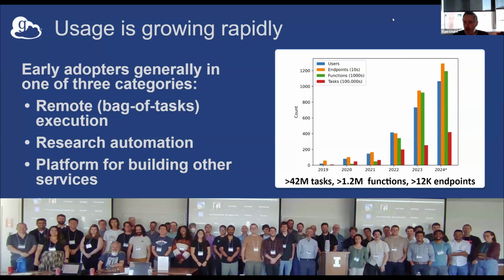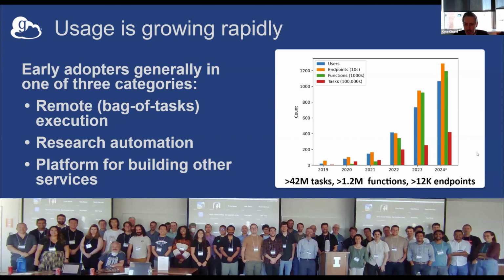Usage is growing rapidly. This is a plot showing when we first started the NSF project around 2019. You see here we had a handful of users. That was probably Yadu, me, and Reed. Through to now, where we have more than 1,000 people actually running functions with Globus Compute. We have a large number of endpoints now available, I think about 12,000, a little more. And we've run on the order of about 42 million tasks as of when I pulled this data a couple of weeks ago. We've still got 3 months left in the year, so hopefully we'll be a little bit higher. But you can see the tasks are growing nicely, users are growing nicely.